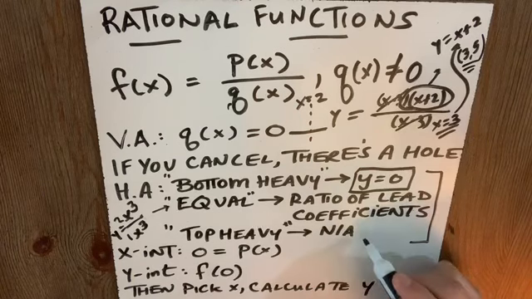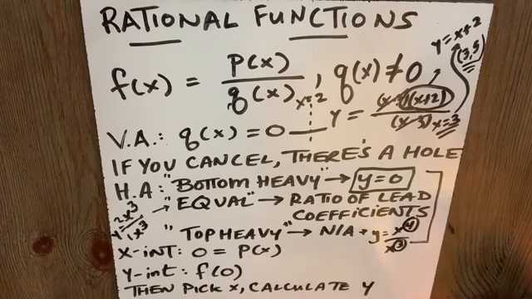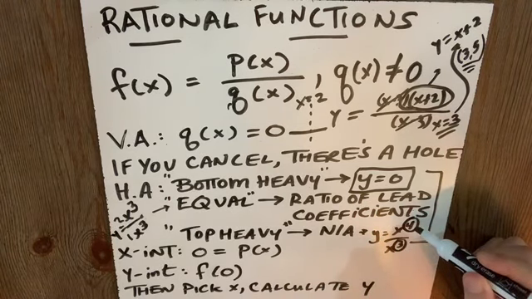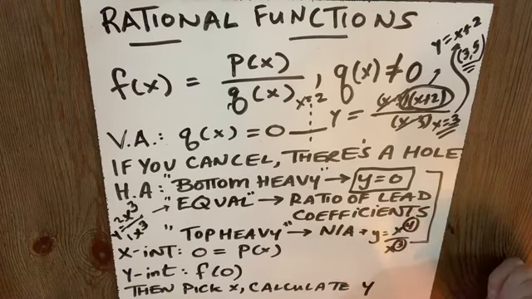And if it's top heavy, like y equals x to the fourth over x to the third, notice the highest exponent in the top is greater than the highest exponent in the bottom. I should be saying numerator and denominator. We say there is no horizontal asymptote.